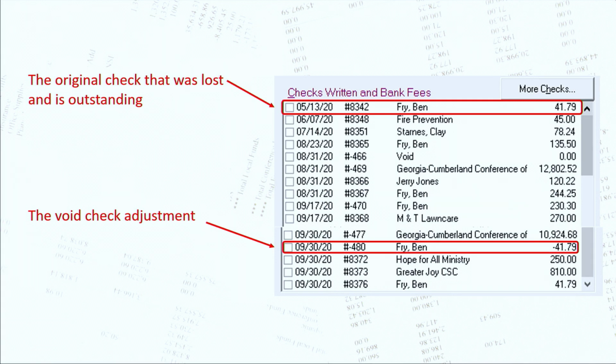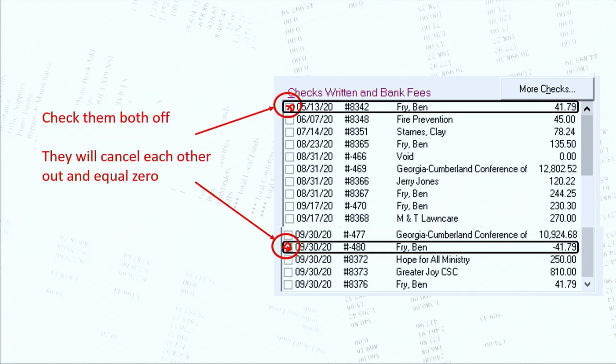The Ben Fry original outstanding check for $41.79 is still there up at the top, and so is the adjustment down towards the bottom for minus $41.79. So here's the trick. If you click both the check and the adjustment off in the same reconciliation, they will cancel each other out and equal 0. So your reconciliation can continue without being affected by either of them, and checking them off clears them, so they go away.